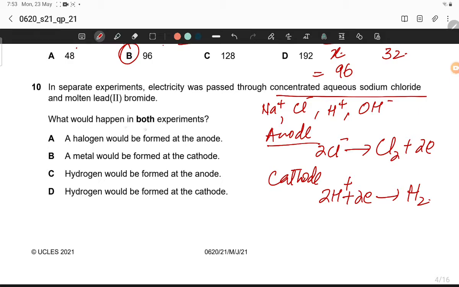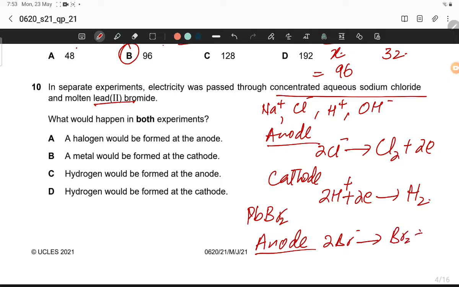So what would happen in both experiments? In molten lead bromide, PbBr2, at the anode, 2Br negative forms Br2 plus 2 electrons, and at the cathode, Pb2 positive plus 2 electrons forms Pb. A halogen would be formed at the anode. Yes, at the anode, in both cases halogen would be formed.